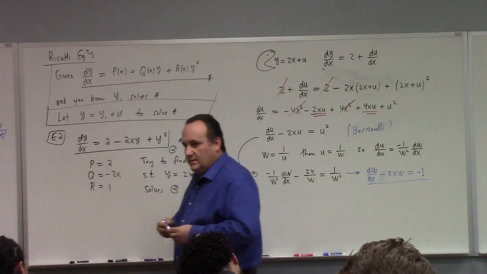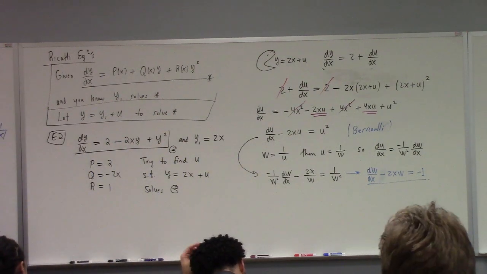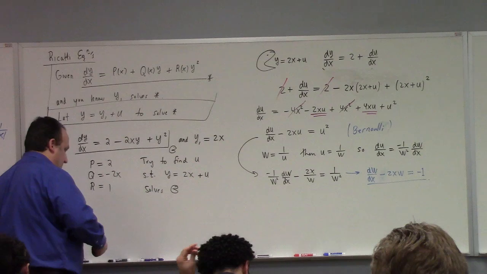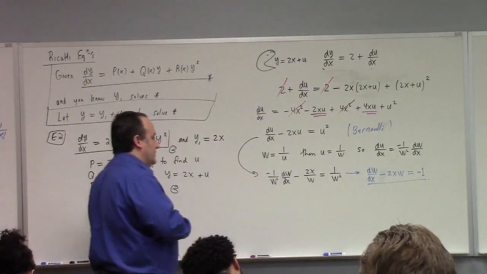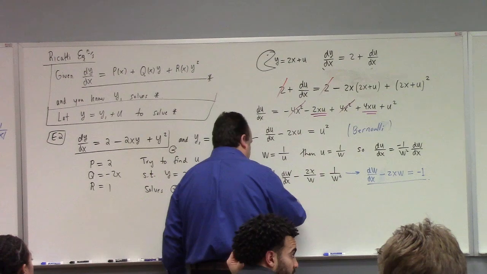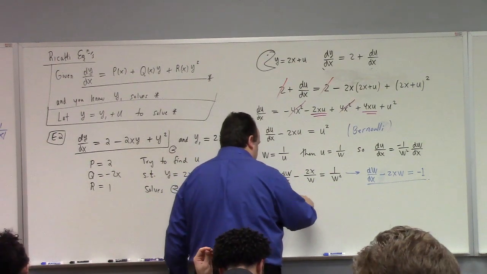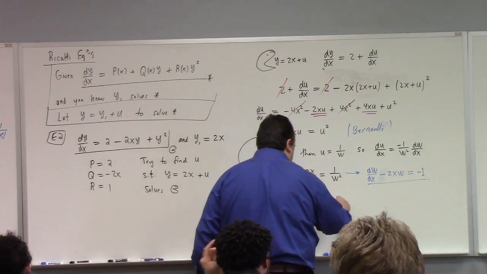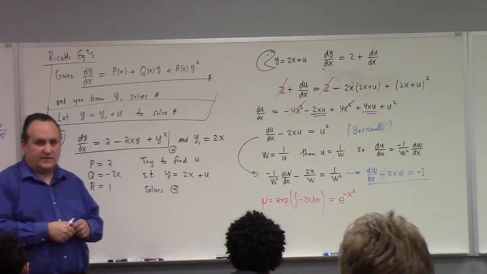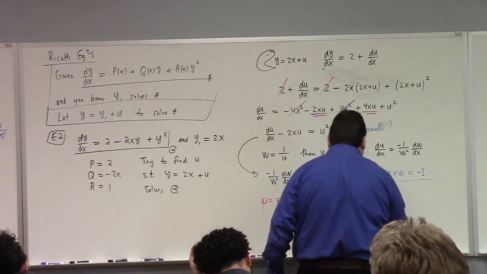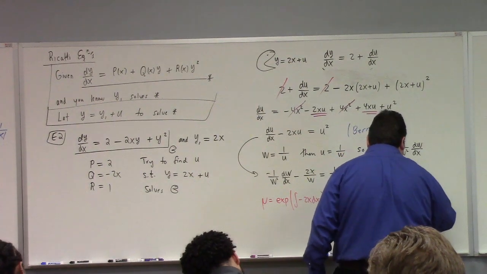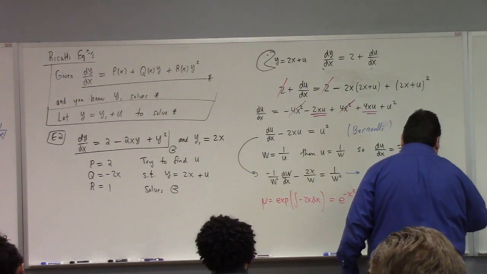Now we have found our way to a linear differential equation. How do we solve those? Integrating factor method, right? So, great. What's our integrating factor here? Mu equals the exponential of the integral of minus 2x dx, also known as e to the minus x squared. So we multiply the given differential equation by e to the minus x squared: e to the minus x squared dw/dx minus 2x e to the minus x squared w equals minus e to the x squared.